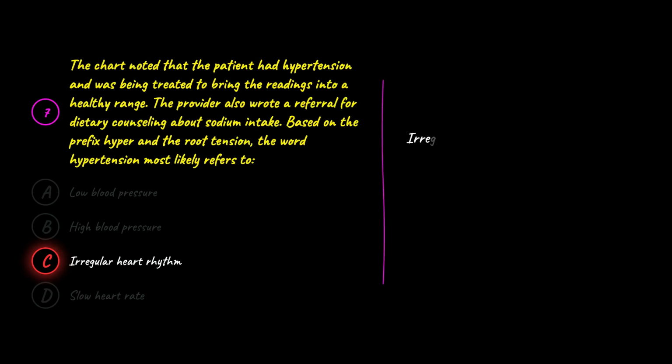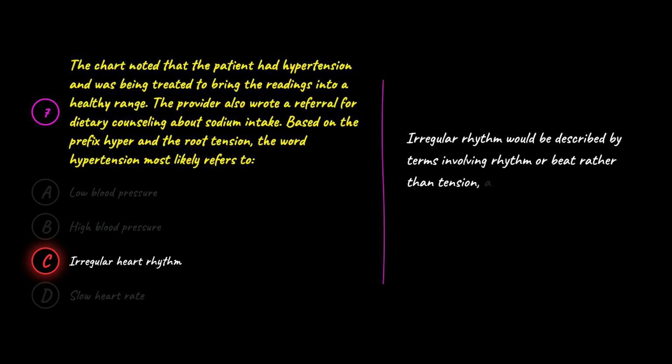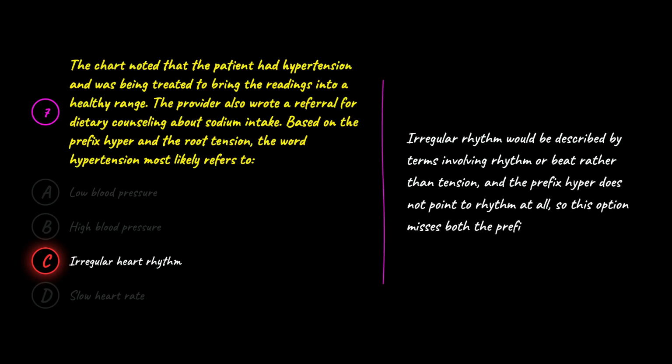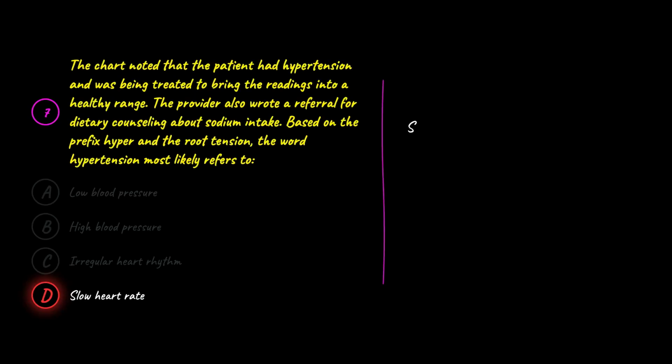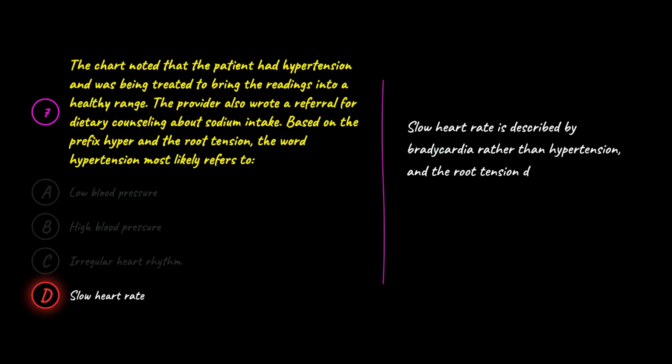C is wrong because irregular rhythm would be described by terms involving rhythm or beat rather than tension, and the prefix hyper does not point to rhythm at all, so this option misses both the prefix and the root. D is wrong because slow heart rate is described by bradycardia rather than hypertension, and the root tension does not refer to heart rate, so this option fails on both the prefix and the root in the medical word.